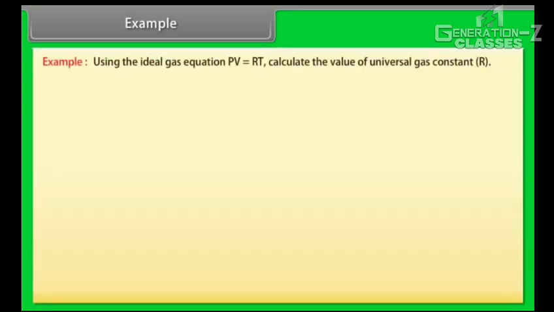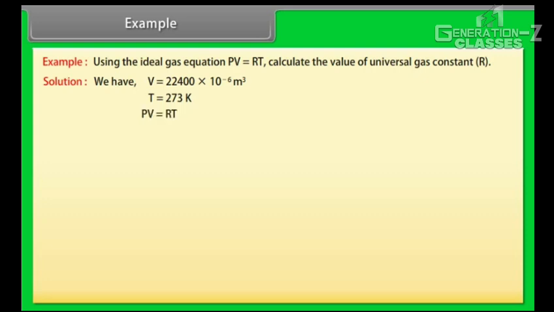Example. Let's take an example of kinetic theory of an ideal gas. Using the ideal gas equation, PV = RT, calculate the value of universal gas constant. Let's see the solution. We have V = 22,400 × 10^-6 m³ and T = 273 Kelvin.